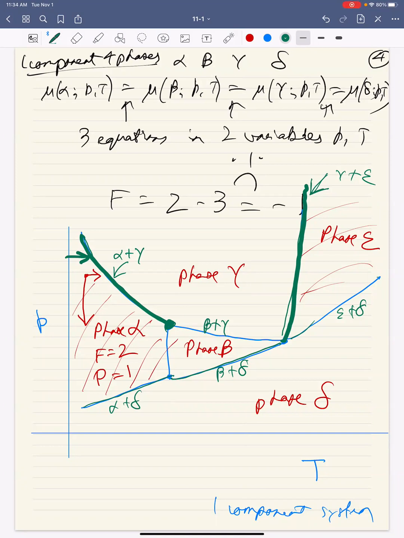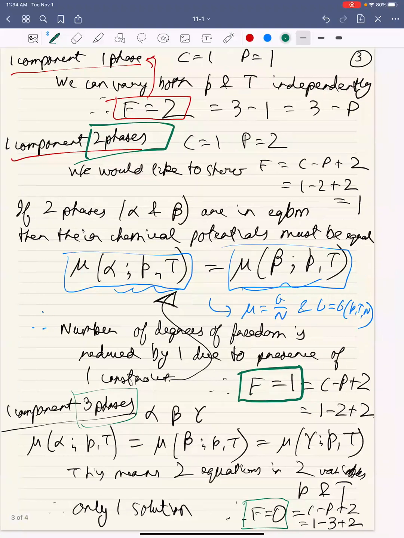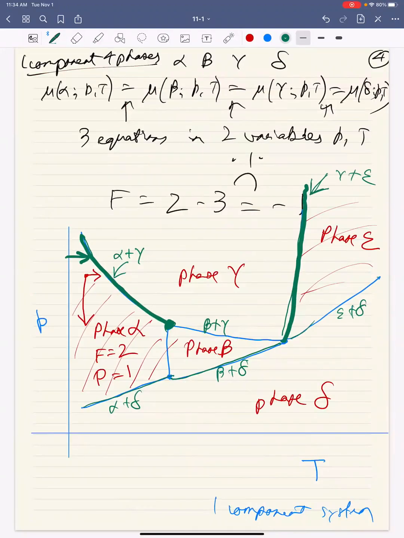F is equal to 0 corresponds to 3 phases coexisting, right? So what are going to be those three phases? This is a happy marriage between alpha, beta, and gamma. So this point is a triple point: alpha, beta, and gamma. Similarly, this is a triple point: alpha, beta, and delta.